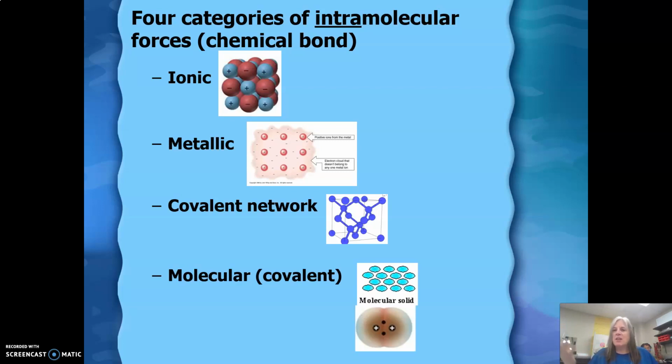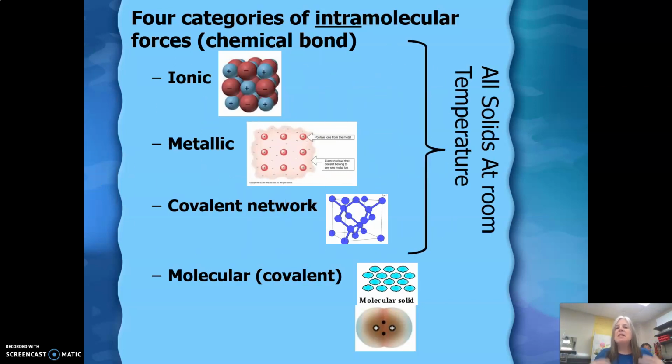Then there's molecular covalent. Covalent bonds, remember we learned about in our last unit. That's when we have 2 nonmetals bound together. So our first element is a nonmetal. We have the polar and the nonpolar. Well, these are the 4 categories of chemical bonds, of intramolecular forces, forces between molecules.